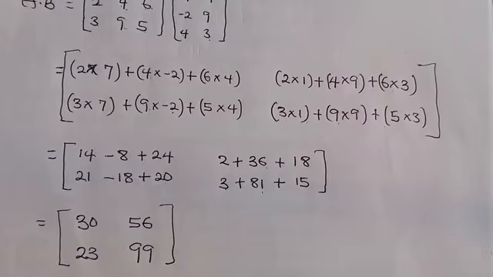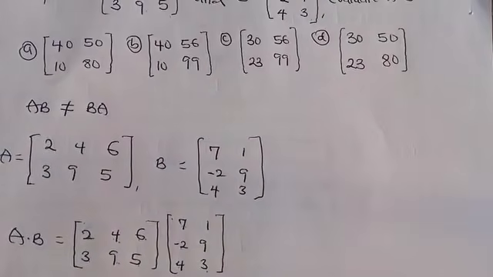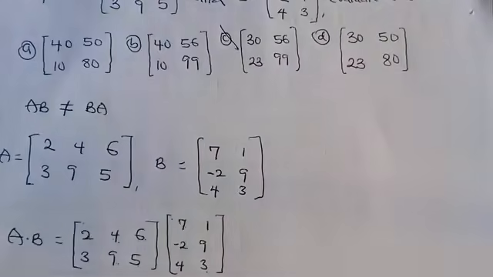Matrix A multiplied by matrix B. That is 30, 56, 23, and 99. And this corresponds with option C, where we have 30, 56, 23, and 99.